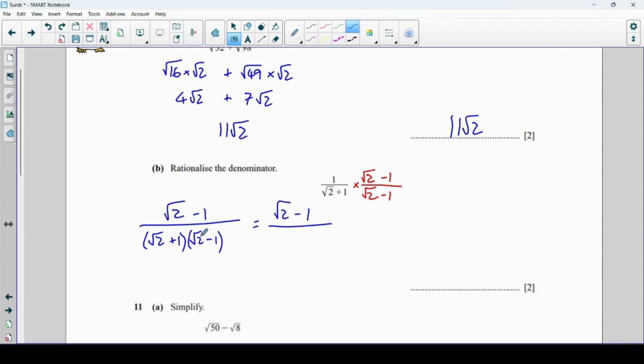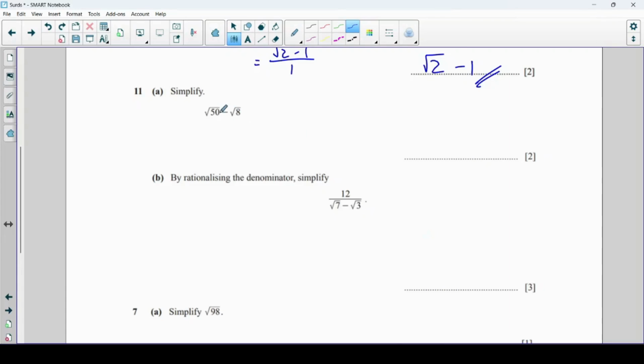So root 2 times root 2 is 2. Root 2 times minus 1 is minus root 2. Root 2 times plus 1 is plus root 2. And 1 times minus 1 is minus 1. Once again, the middle terms cancel out. So I get root 2 minus 1 over 2 take away 1. Now 2 take away 1 is just 1. So we get root 2 subtract 1.